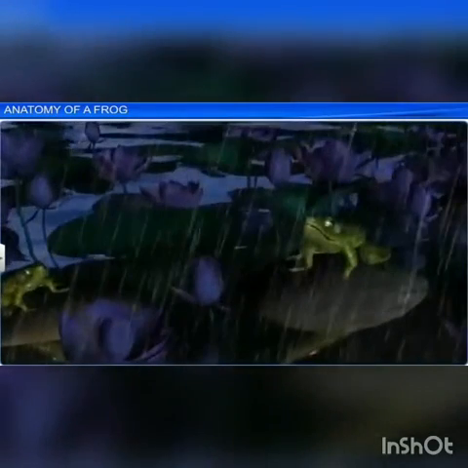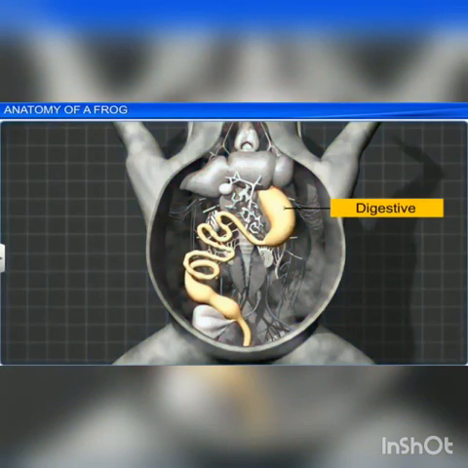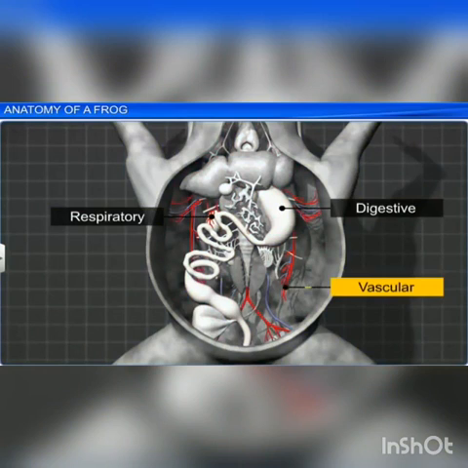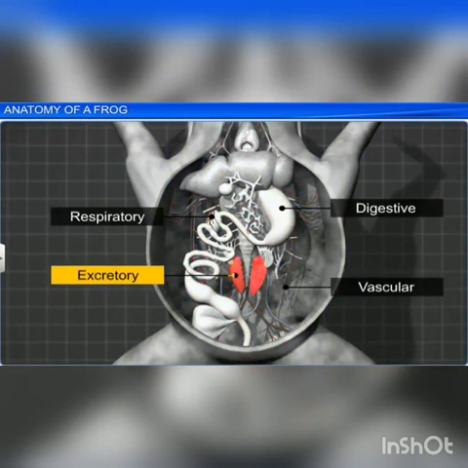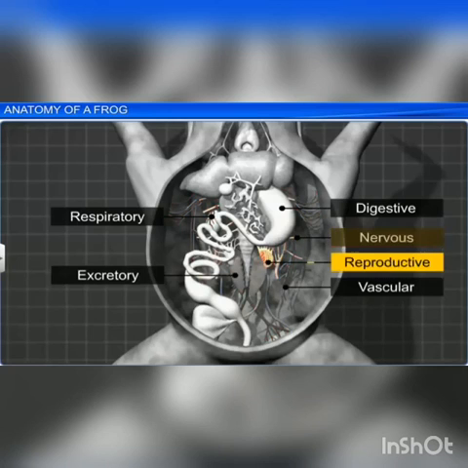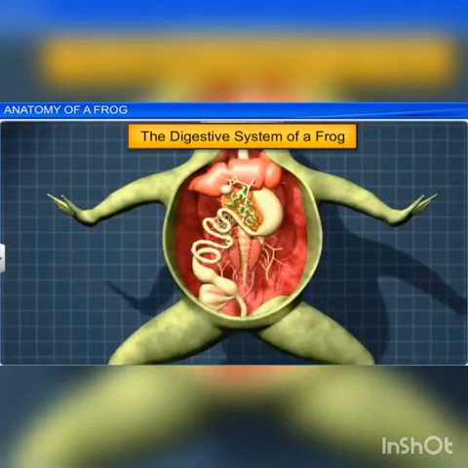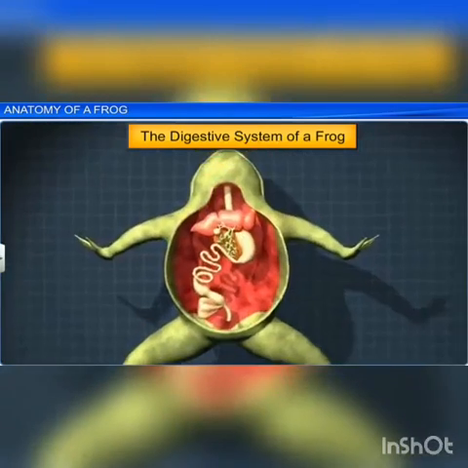If you see the anatomy of frog, it includes various systems like digestive system, respiratory system, excretory system, nervous system, circulatory and reproductive system. First we see how the digestive system works. The alimentary canal consists of the buccal cavity, pharynx, esophagus, stomach, intestine and rectum, which leads to the cloaca and opens outside by the cloacal aperture.